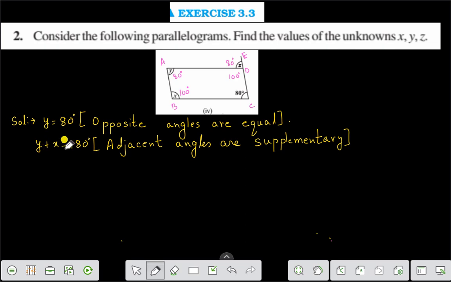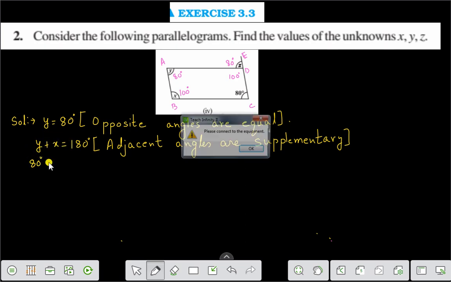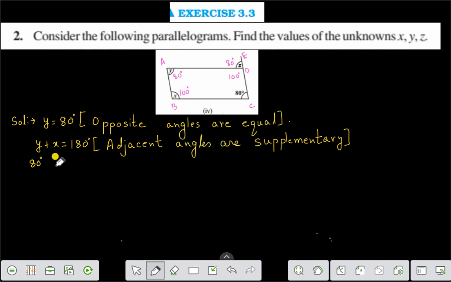And we get the value of Y as 80 degree plus X is equal to 180 degree. Therefore, the value of X is equal to 180 degree minus 80 degree. Therefore, the value of X is equal to 100 degree. You see, the value of X is 100.